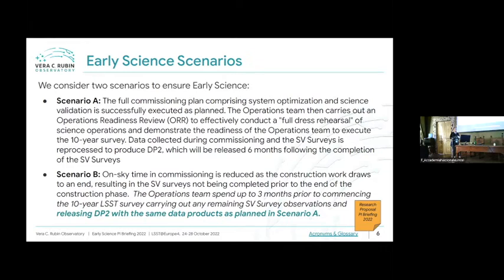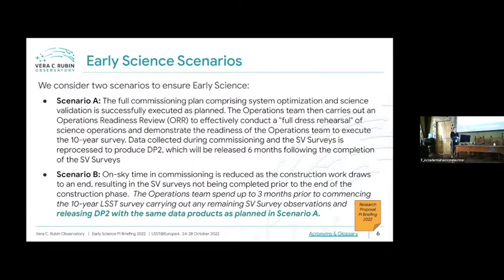Then, as we move into the operations phase, the operations team would carry out an operations readiness review or an operations rehearsal, in which we would carry out a full dress rehearsal of science operations to demonstrate that we're ready to execute the 10-year survey, and then go straight into executing the 10-year survey. And we would make use of the data collected during the commissioning period, during the science validation phase, to generate templates. And then we would also use the data collected during the SV surveys to put out data preview 2. So while we're starting operations, we're also processing in the background all the commissioning data and releasing data preview 2.